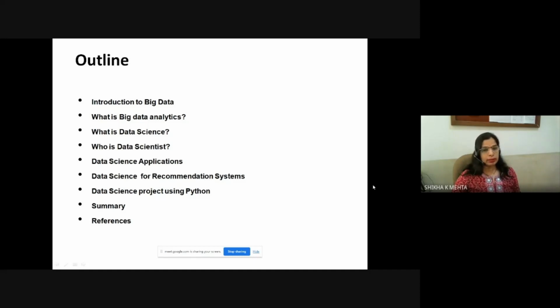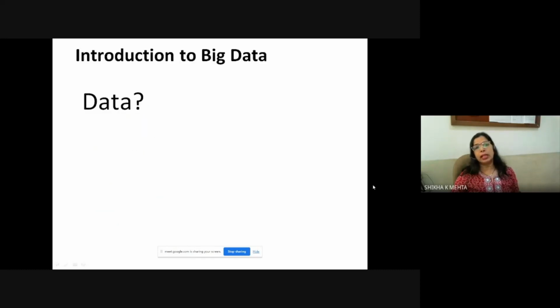Then we are going to discuss the various data science applications, and we are going to discuss two applications in detail, that is the recommender system and a data science project using Python. Then it will be followed by summary and the references. So to begin with, the title of the workshop is about the mathematical foundations of data science.